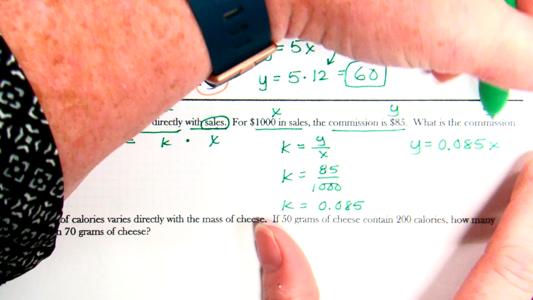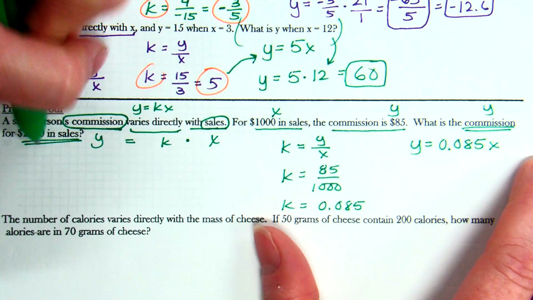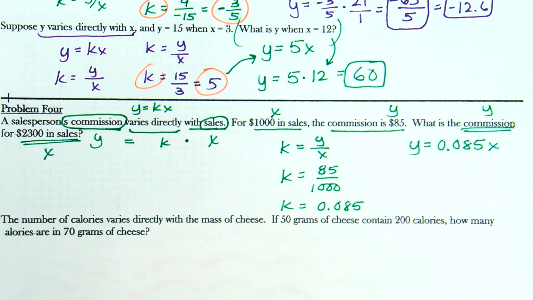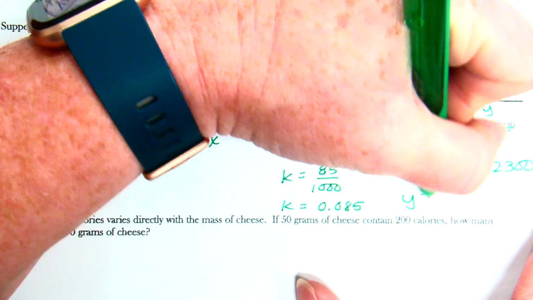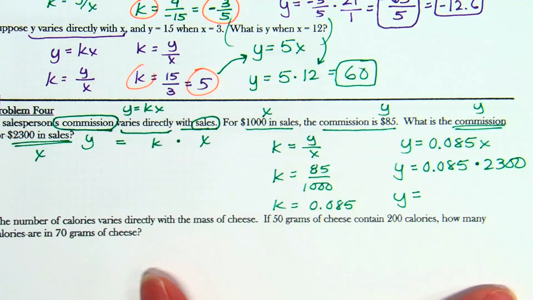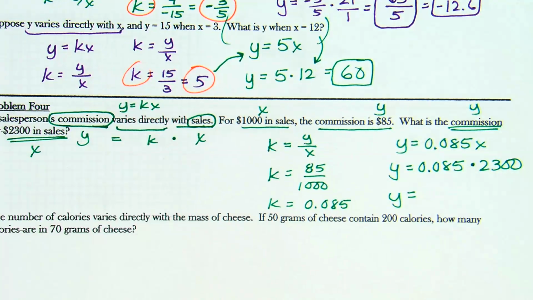So what is the y value for $2,300 in sales? Sales is my X. And so, what am I going to put in for X? $2,300. So 0.085 times 2,300. This is one I would let the calculator do the magic on. Not that you couldn't multiply it on paper, but this is a good calculator one.